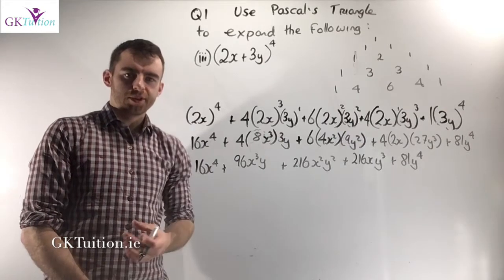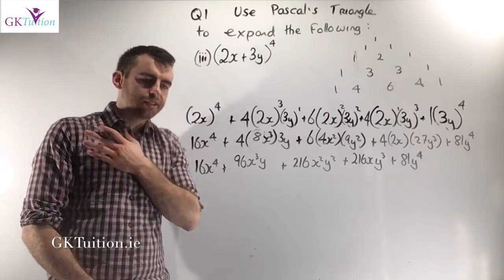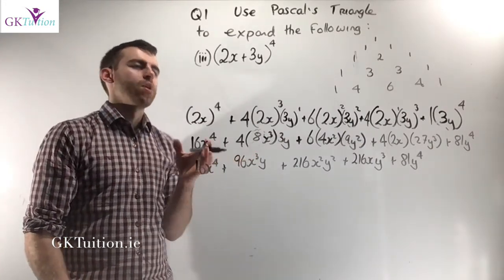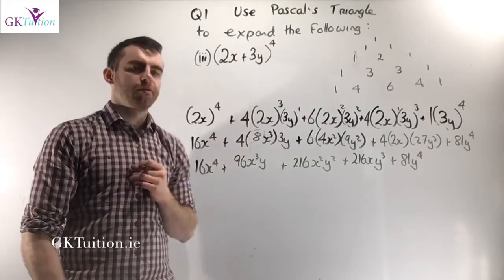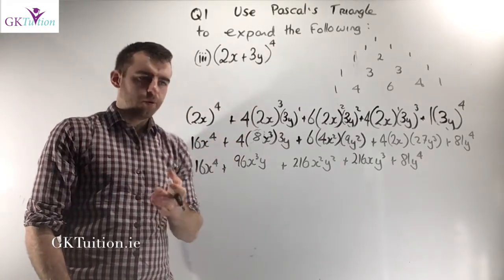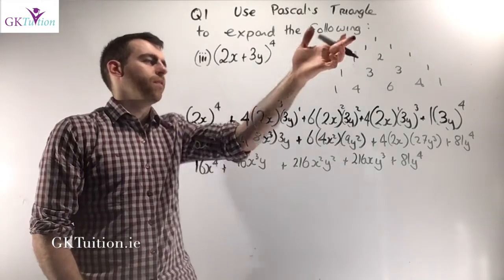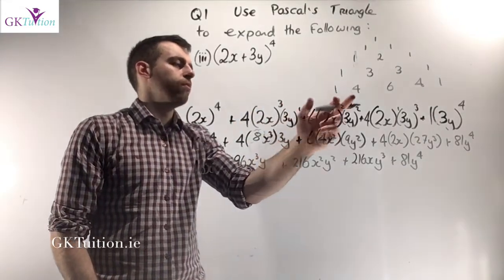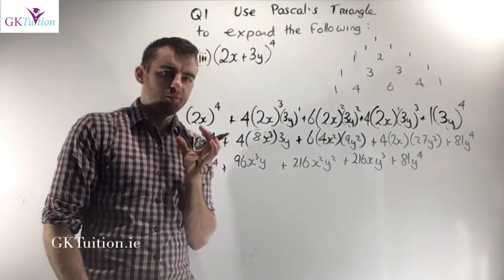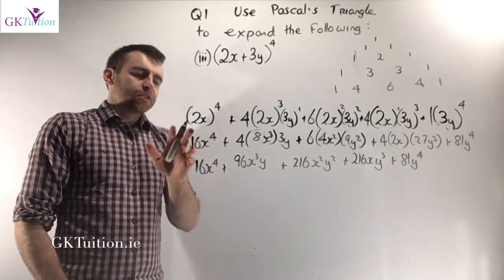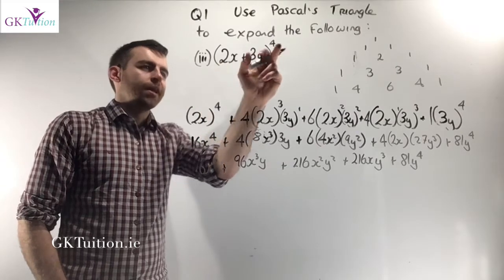Okay, the third one here was significantly harder, but we just followed the exact same logic as previous ones. We have 2x plus 3y to the power of 4. If it's to the power of 4, in our expansion, we're going to have 5 terms. Which means that the fifth line in Pascal's triangle, 1, 4, 6, 4, 1, is what's going to be relevant. The first term will be the first thing in the brackets to the power of 4.